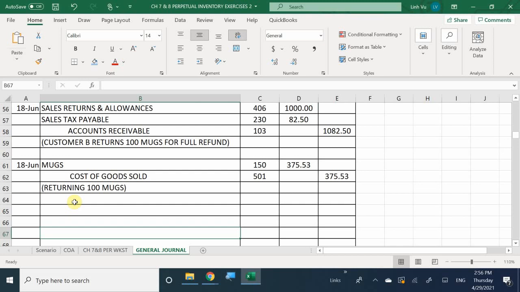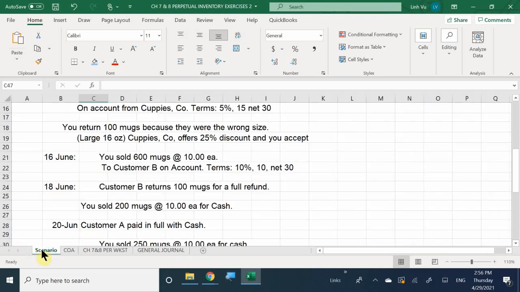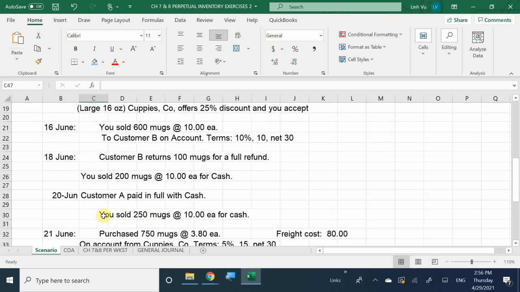Okay, is everyone good now? So let's go ahead and keep going on. So what happened that very same day? Sold 200 mugs at $10 each for cash. We end up selling another 200 mugs, okay, on that same day.